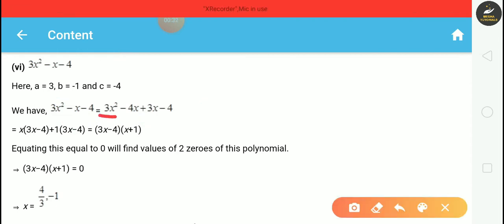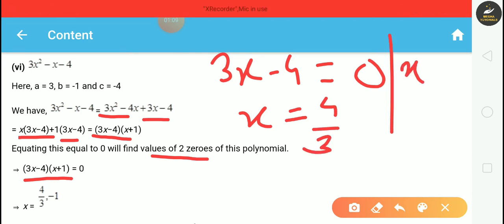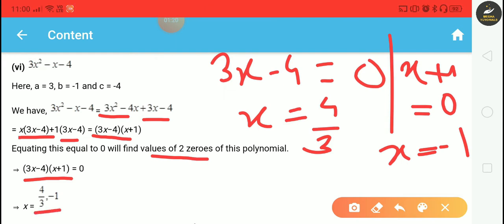Now from first two terms we will take x common and we will get x into 3x minus 4, and from last two terms we will take 1 common and we will get plus 1 into 3x minus 4. So next step will be 3x minus 4 into x plus 1. To get zeros of the polynomial we will equate this term with 0. So 3x minus 4 into x plus 1 is equal to 0. So 3x minus 4 is equal to 0 means x is equal to 4 upon 3, and x plus 1 is equal to 0 means x is equal to minus 1, that is alpha is equal to 4 upon 3 and beta is equal to minus 1. These are two zeros of this polynomial.